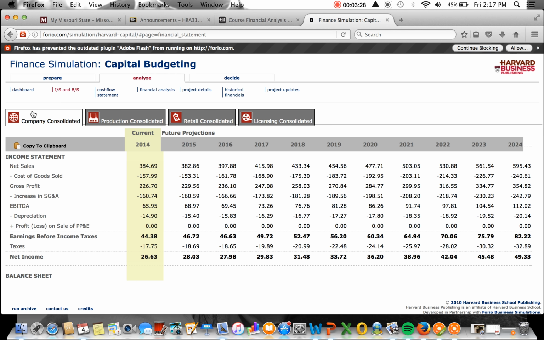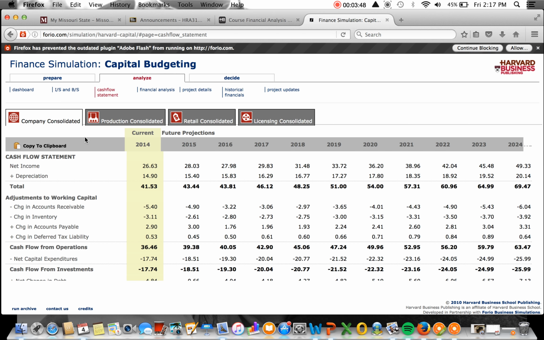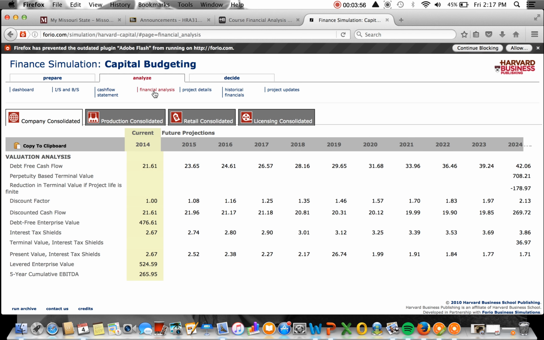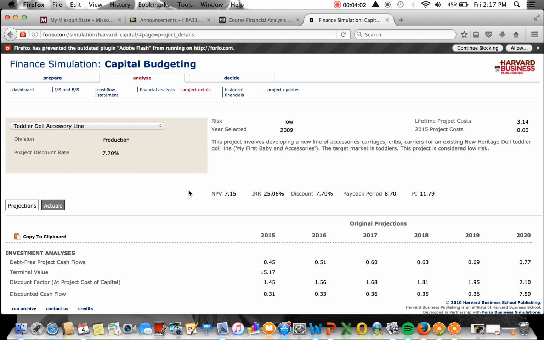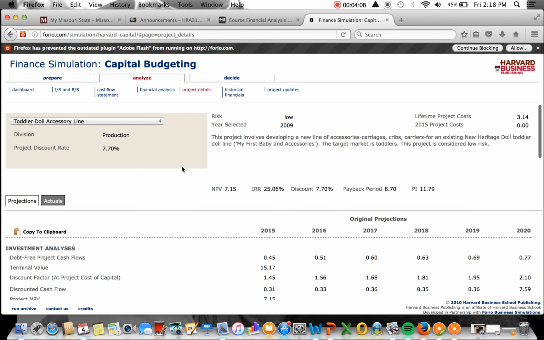This is the income statement and balance sheet for the company, the production, the retail, and the licensing consolidated. So this is your current year, and then the future projections, so what they think will happen based on the past. And same for the cash flow statement. And kind of the same thing for the financial analysis. I used this a lot whenever I selected my projects. It just goes over everything.